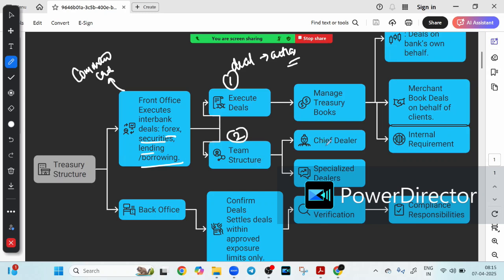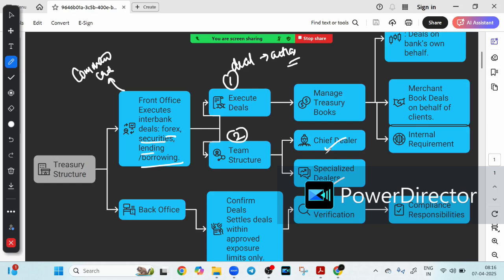This includes the chief dealer, who is a part of the front office and leads the charge, and a specialized dealer who focuses on a specific market segment. So these are the two different team structures under the front office. You must know that it consists of the chief dealer who leads the team, and there are specialized dealers.